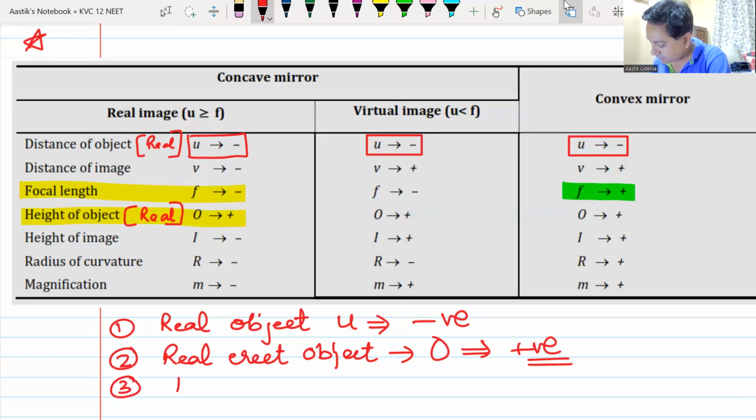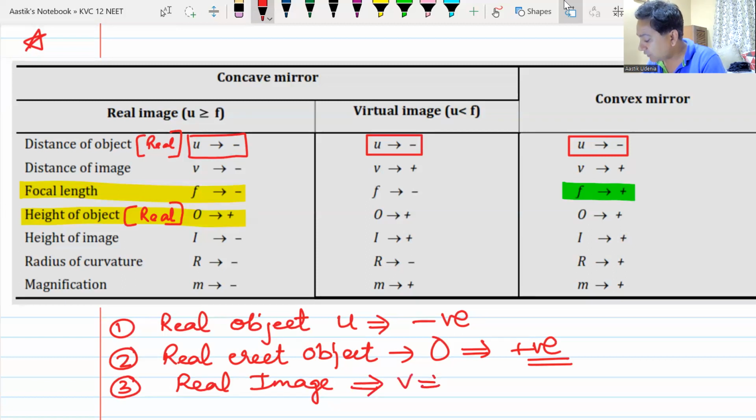Point number 3, real image. If your image is coming as real, it will come on the real side. It will come on the reflected side. It will come on the shining side. So in that case, your v will be negative. Do we understand this?